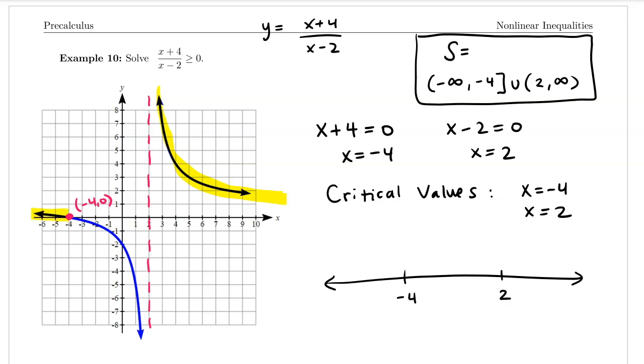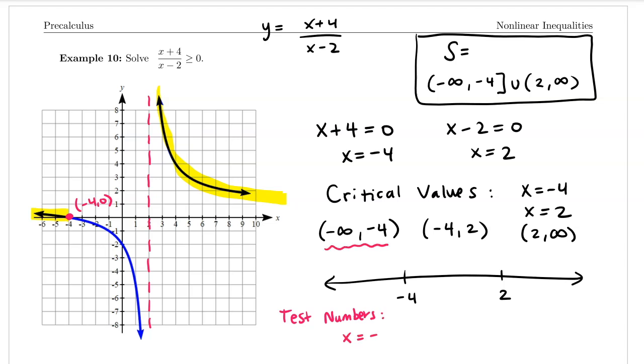Once again, the critical values are breaking up our x-axis or our number line into subintervals. And so my first subinterval is going to be from -∞ to -4. My next subinterval will be from -4 to +2. And then my last subinterval will be from 2 to infinity. And now what I want to do is I want to choose test numbers. And I need something on this first subinterval. I'm going to choose x equals -5. And this next subinterval, I'm going to choose x equals 0.